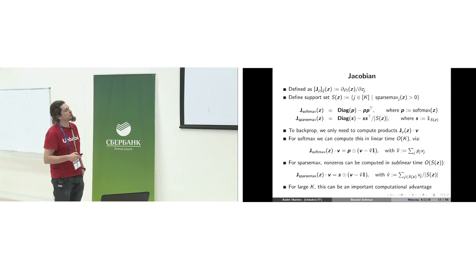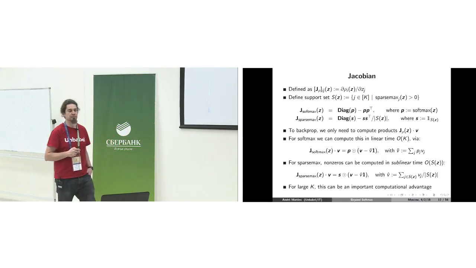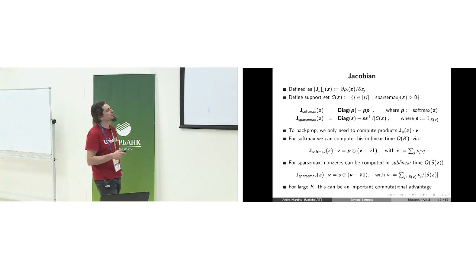And so we can express the Jacobian of Sparsemax as a diagonal matrix with s on the diagonal, minus s s transpose divided by the number of coordinates that are not going to be truncated. So it's still pretty similar to the formula that we have for Softmax.